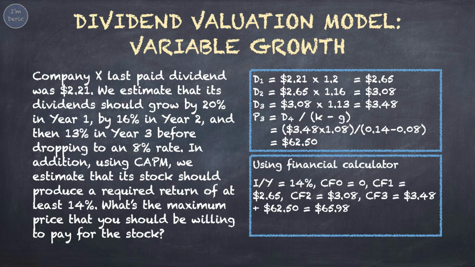By using financial calculator, key in discount rate, I/Y equals 14%, CF0 equals 0, CF1 equals $2.65, CF2 equals $3.08, CF3 equals $3.48 plus $62.50 equals $65.98. Last step, press NPV. NPV equals $49.23. This is the P0, that is the intrinsic value.